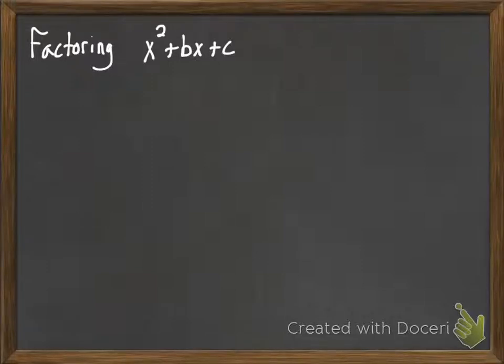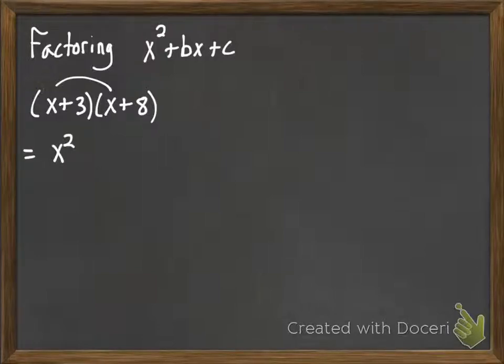To kind of motivate this discussion of why this works, consider a multiplication problem where when we multiply this out, it will end up in that form. We know that we're going to get an x squared term because we'll have an x times an x, if you remember your multiplication process. So as we multiply this out, we'd have x times x is x squared, and then we'd have x times 8 is 8x, and then 3 times x is 3x, and then finally 3 times 8 is 24.